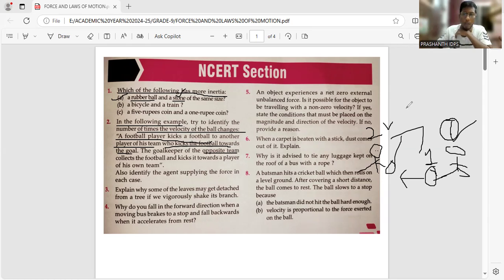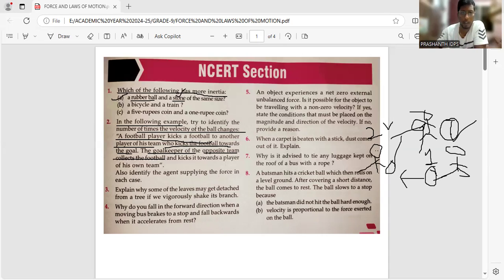Now, the third example, the goalkeeper of the opposite team. We all know that the goalkeeper will stand near the goal, and he always tries to stop the ball. So what is he doing? The goalkeeper of the opposite team collects the football. When he collects it, if the ball is coming with more speed, the speed decreases. Then velocity here also changes. How will he collect? He will collect with the hands.